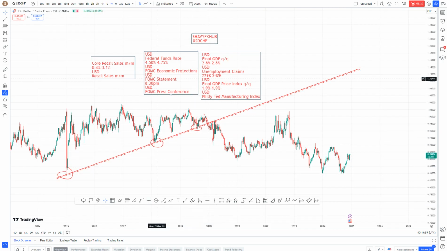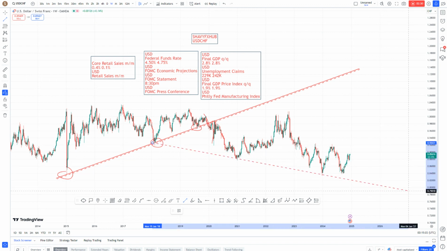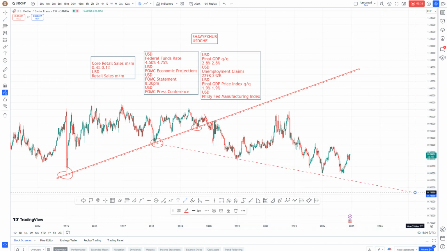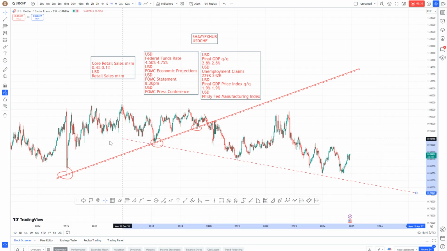So when we look at it again, we want to find another descending trend line. That descending trend line kept price active. So look at it quickly and see why the United States dollar has been no match against the Swiss franc.